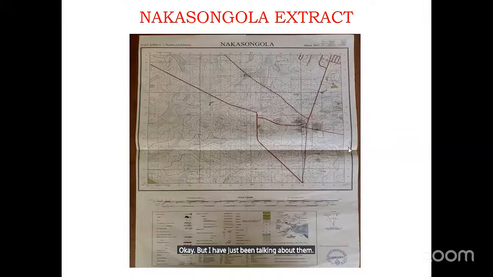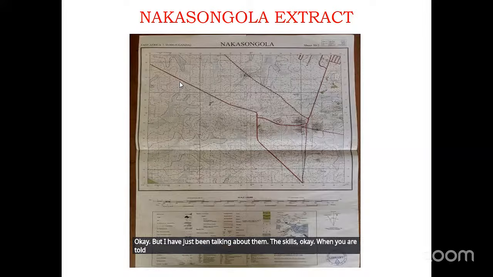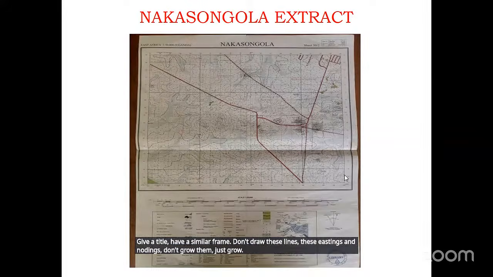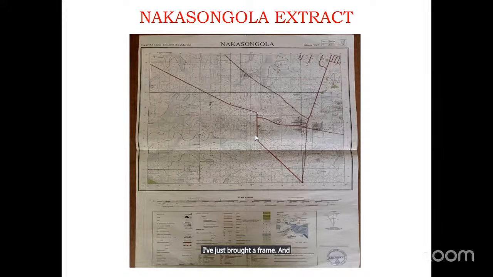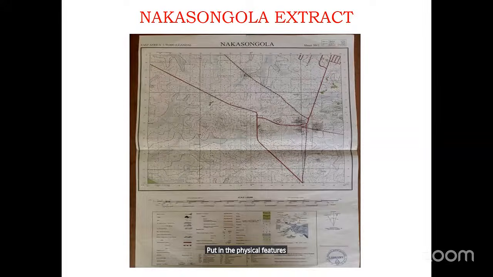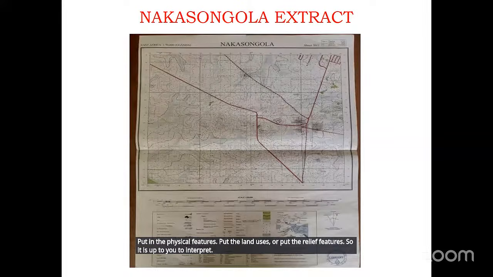The skills, okay. When you are told to draw a sketch map, give a title, have a similar frame. Don't draw these lines, these eastings and northings. Just draw a frame and put in the features which they have asked you. I had planned to cover some of the things in photographic interpretation because lately UNEB does not give you what to put there. They tell you put the physical features, put the land uses, or put the relief features. So it is up to you to interpret what the task is saying.